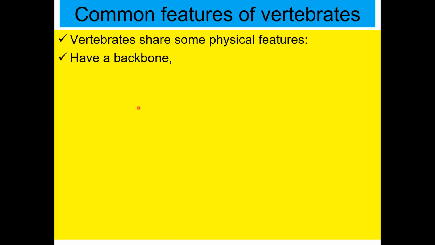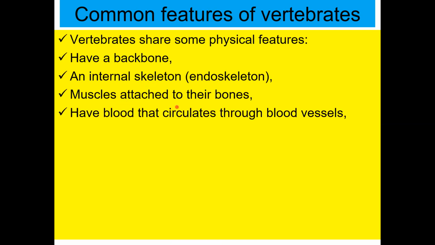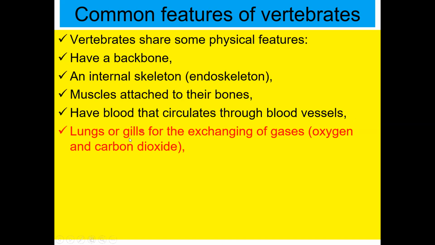The physical features which are common: they have a backbone. They have the endoskeleton, which is present inside their body. And whenever there is an endoskeleton, their muscles will be attached to their bones. They have blood that circulates through blood vessels, so they have a circulatory system. Lungs and gills are available for gaseous exchange. Gills will be in the fish and lungs in all other organisms, like the reptiles and mammals.